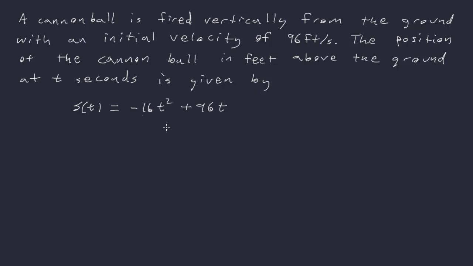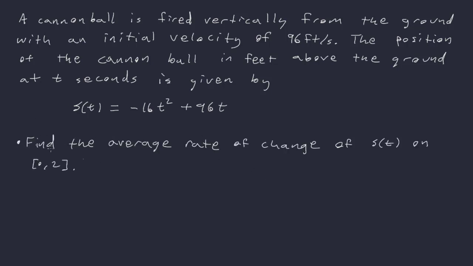This is basically your kinematics formula. Right? This is your gravity term here, negative 16t squared. That comes from the 32 feet per second squared acceleration of gravity. And then here is our initial velocity of 96. And if we had fired the cannon from, say, 100 feet above the ground, we'd have a plus 100 here.